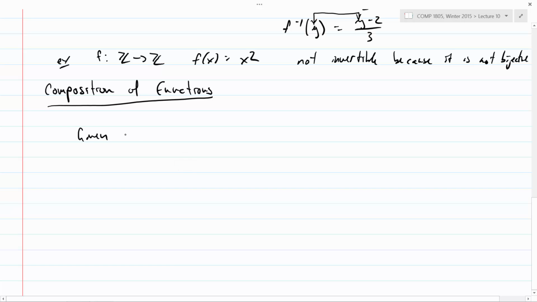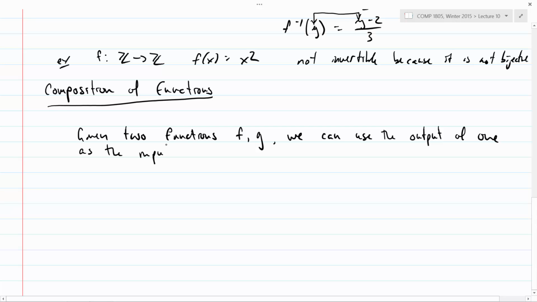So given two functions, let's say f and g, we can use the output of one as the input to the other. And when you do this, you get another function. It's doing two steps, but you could describe it as a single function usually, and I'll show you how.